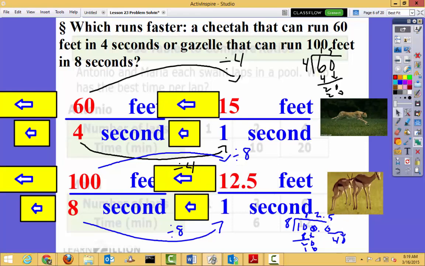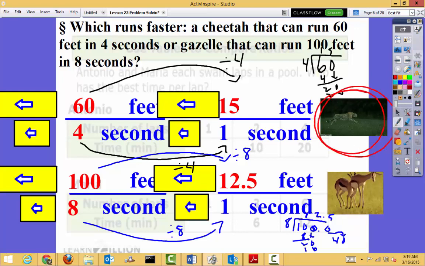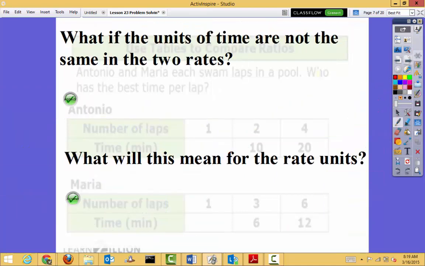So let's look. Who runs faster? 15 feet per second or 12.5 feet per second? Well, naturally my cheetah is going to be running faster. The only hope my gazelle has of not being eaten is that they can turn much sharper than a cheetah. They can also run longer. Okay.